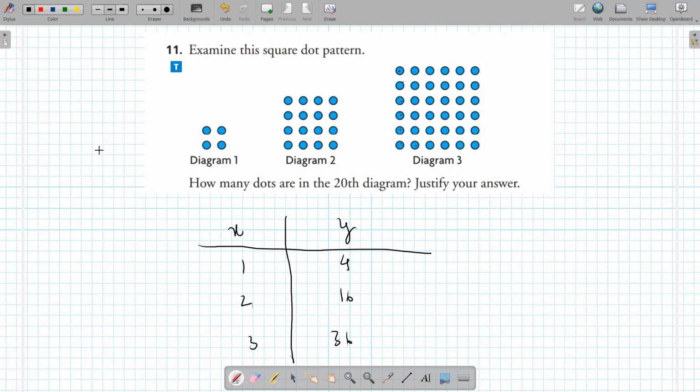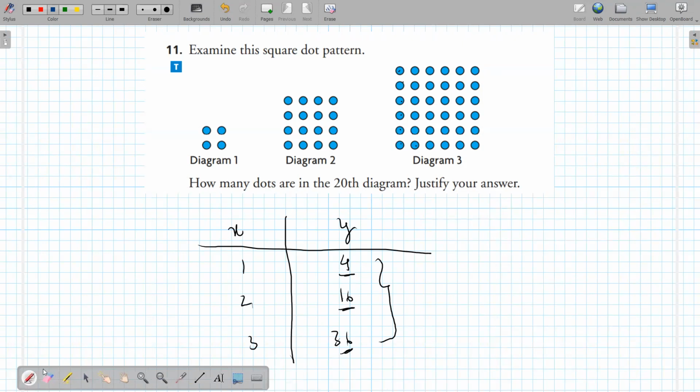Now, I'm looking at the patterns here. We know these are perfect squares, right? 4, 16, and 36. What squared is 4? Something squared is 4. What's the number? 2. So that 4 is 2 squared. 16 is 4 squared. 36 is 6 squared. You see the pattern? The next one is going to be 8 squared.